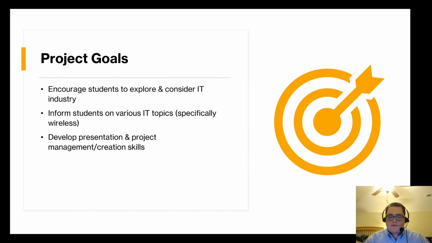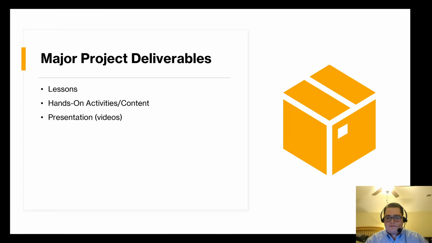So the goals of the project were to encourage students to explore and consider the IT industry, both in the workforce and in school, as well as inform students on various IT topics. In this case, it was specifically wireless. And for us, the goal was to develop presentation and project management and creation skills.